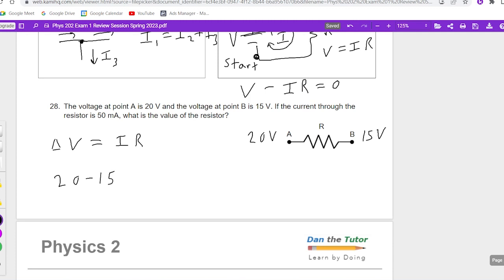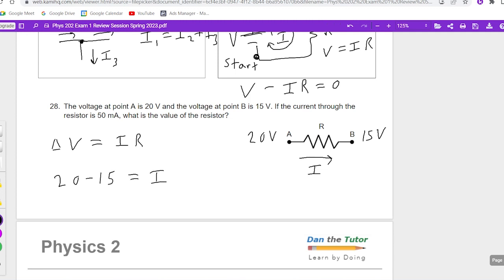But just remember what we said earlier about electric fields flowing from high to low. Well, same thing for current. Current is going to flow from high to low. It always does. Current always flows from high voltage to low voltage. And so 20 minus 15 is going to equal I times R.